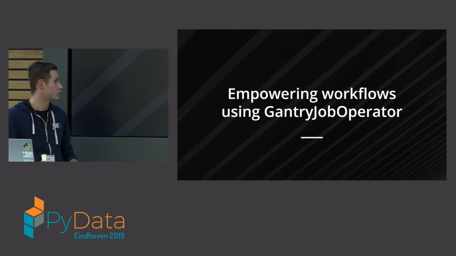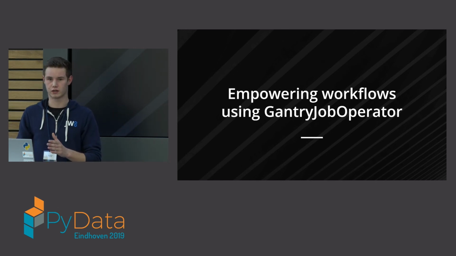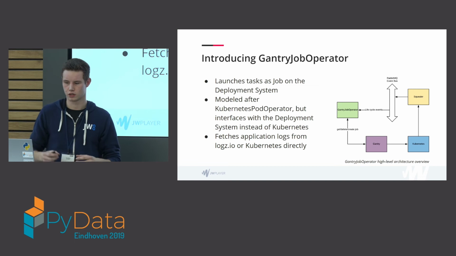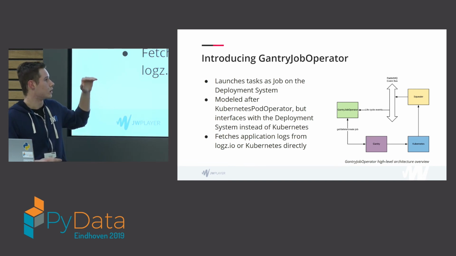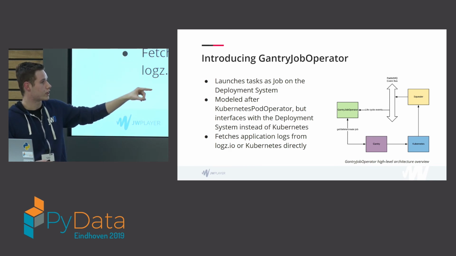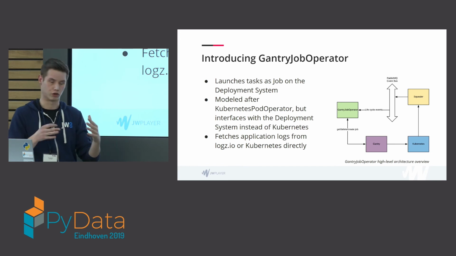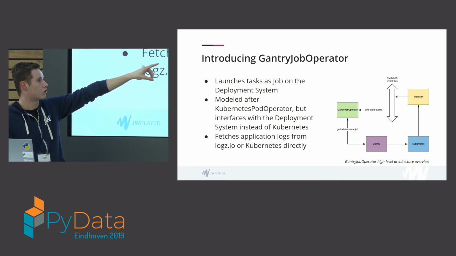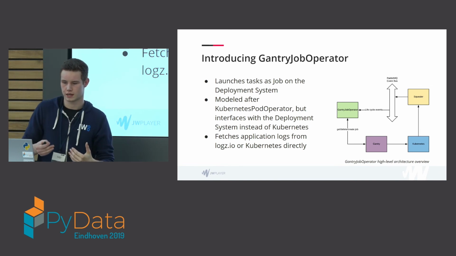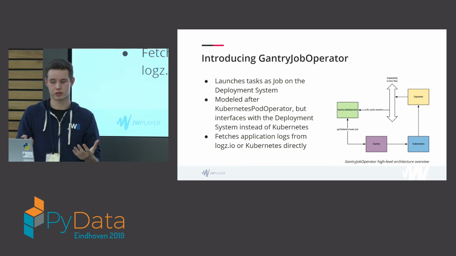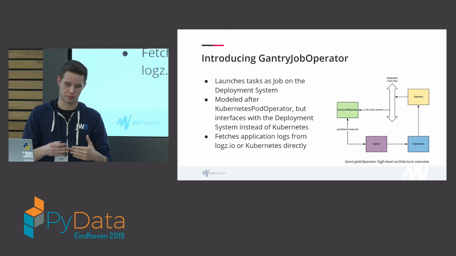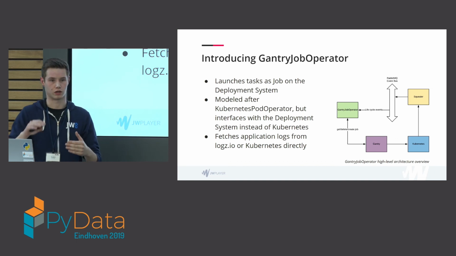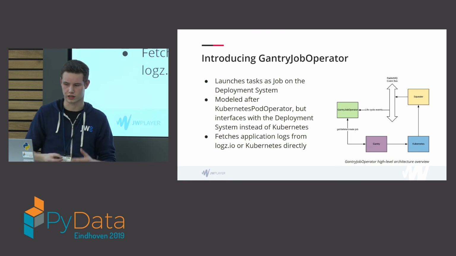So what we did is we took this deployment system and we built an operator that's analogous to the Kubernetes pod operator that launches tasks as jobs on this deployment system. The way it works is that in Airflow, we have the operator that talks to Gantry that creates a job. This entire deployment system is all based on APIs. Gantry then goes and creates a job on Kubernetes. We then start listening in our operator to lifecycle events for that job, and once something happens, we act on that. For example, if the job starts running, then our operator knows that the job is running and it starts logging some output on Airflow's logger such that you can track the state.